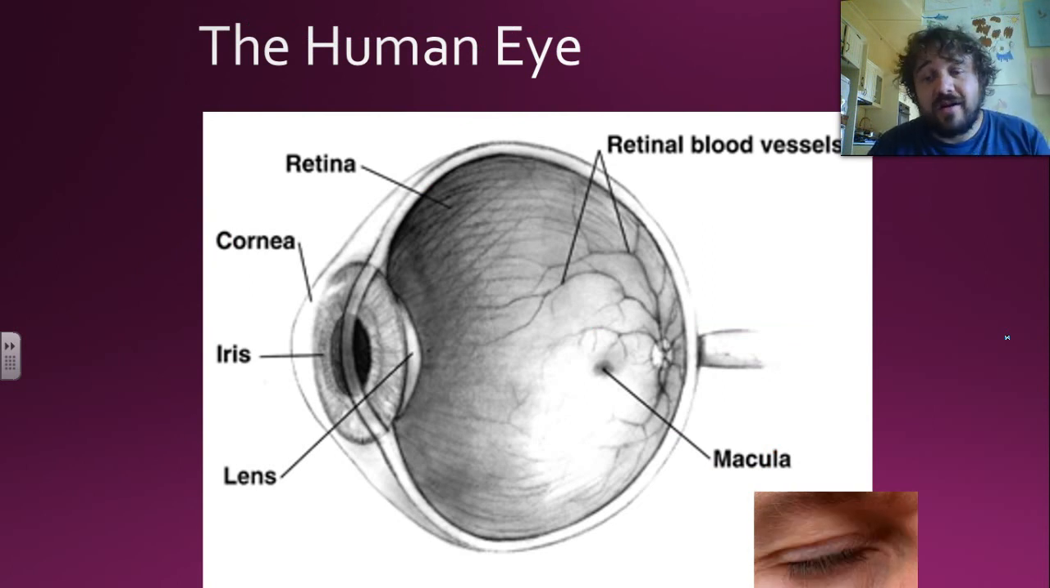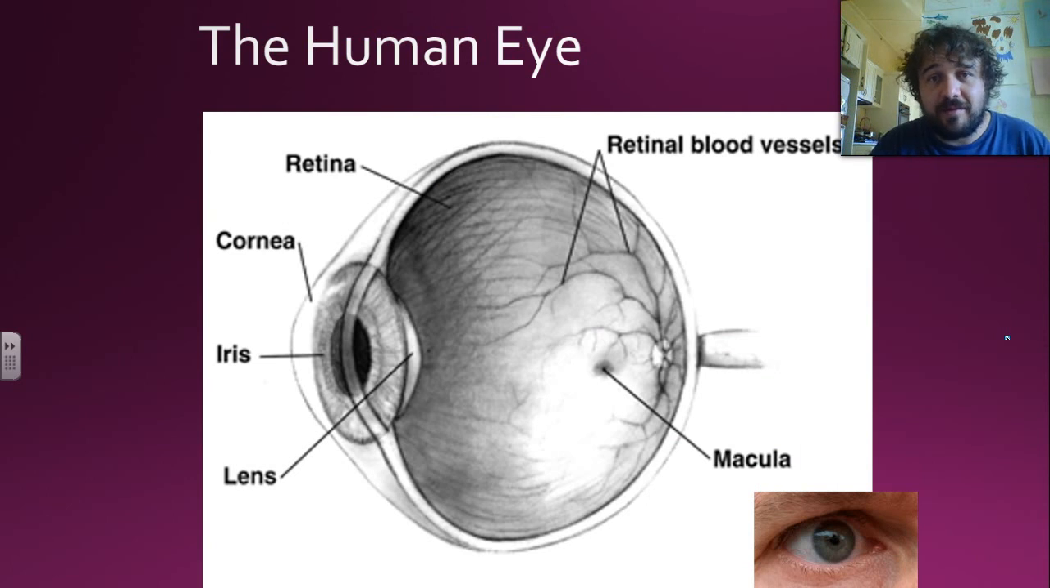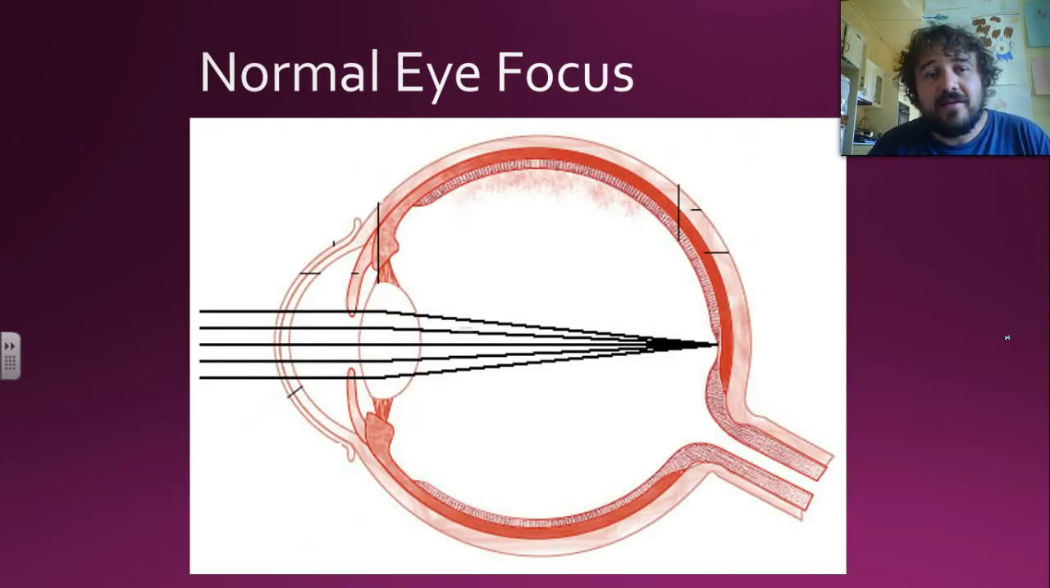Okay, so here's the human eye. There's a creepy little GIF down the bottom there to freak you out if it blinks at you. And we've got normal eye focus. This is the lens inside your eye, and it focuses everything to the point on the back of the eye where you see.